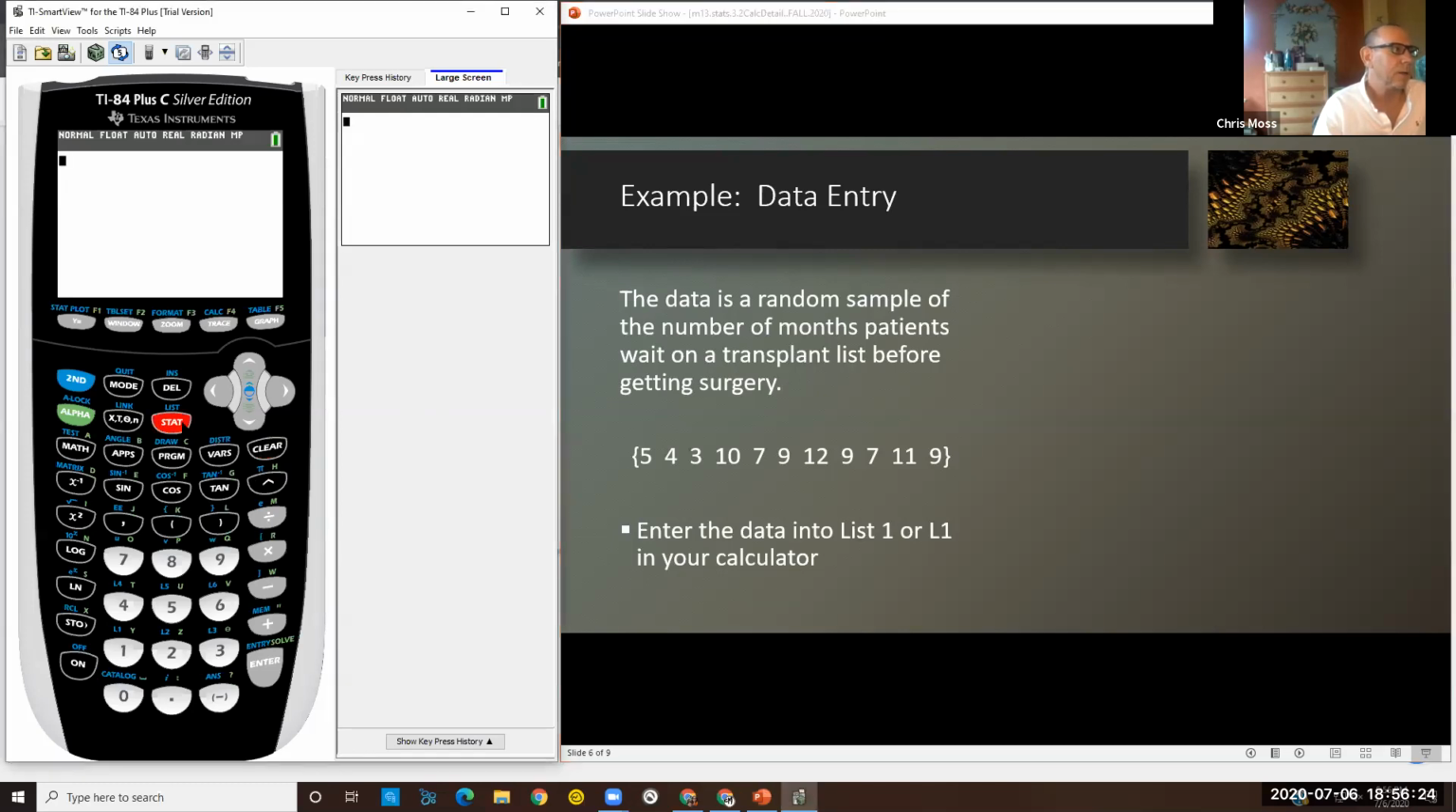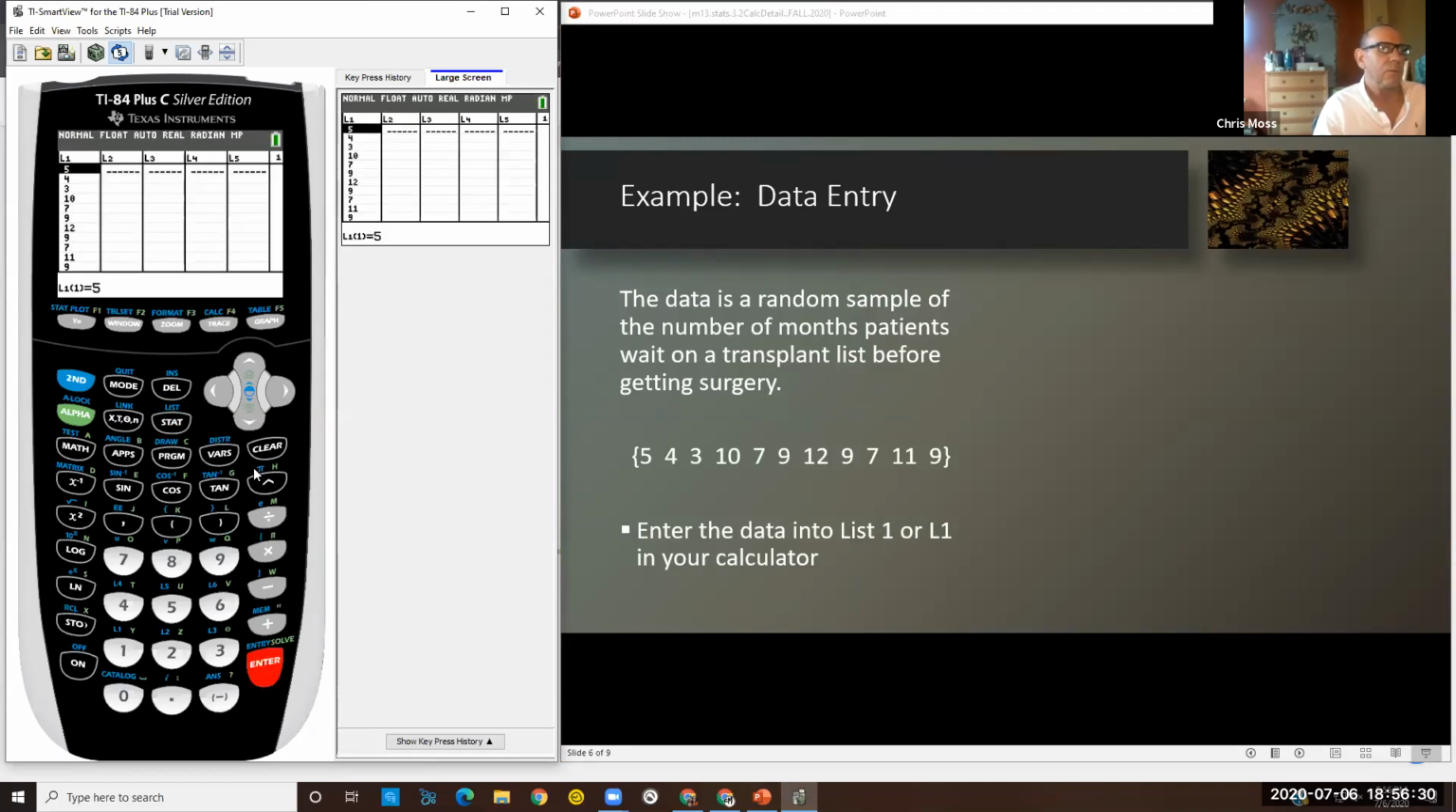Over here on my calculator, I'll go ahead and select the stat key. I'll select edit, and I'm going to go over how to clear your lists as well as how to enter in the data. I've got list 1 highlighted. I'll use the up arrow key to select the L1 name. Now, once I'm there, I can go ahead and hit clear and enter, and the data goes away, and I'm presented with a fresh list.